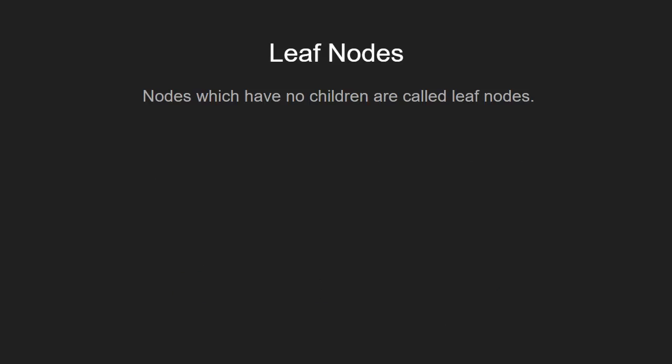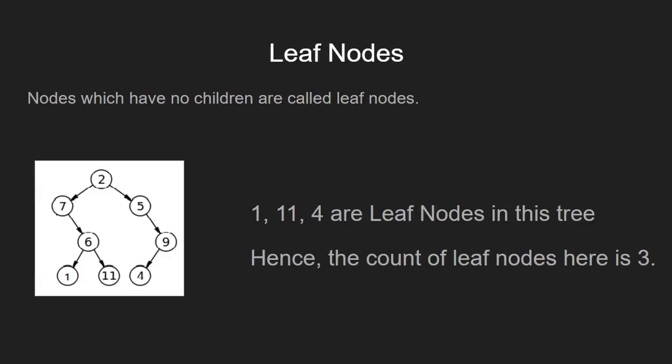First, let us make it clear what exactly a leaf node in a tree means. A leaf node is one which has no child. Let us consider this tree for example. In this tree, nodes 1, 11 and 4 are leaf nodes as each of them has no child. Hence, the count of leaf nodes here is 3.